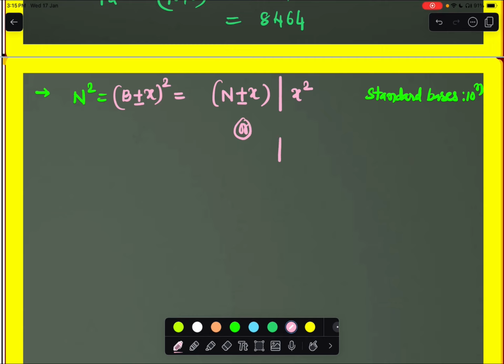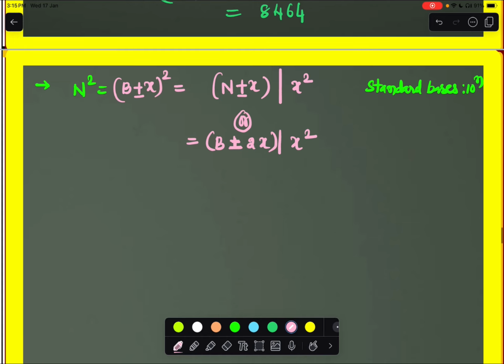Otherwise, one more way is also there. The rightmost part is the square of the deficiency or surplus. The leftmost part value is base plus or minus: if extra is there, we add it; if less is there, we do subtraction, right? So base plus 2 times that surplus, or base minus 2 times its deficiency value. Clear, no? So in this way we can calculate the squares of the numbers.